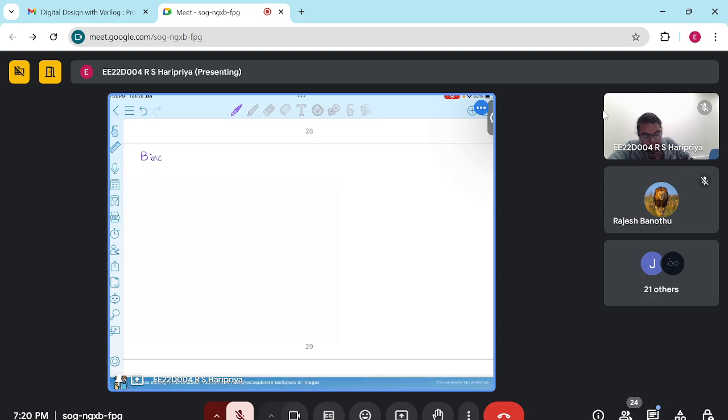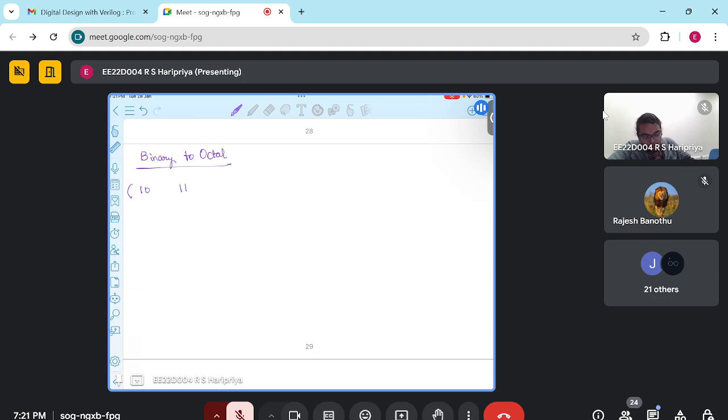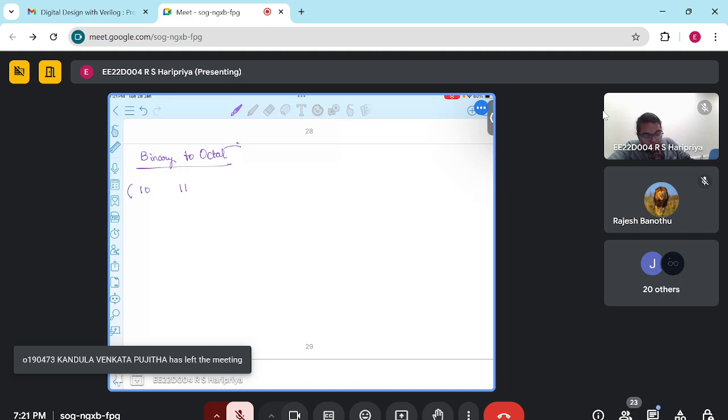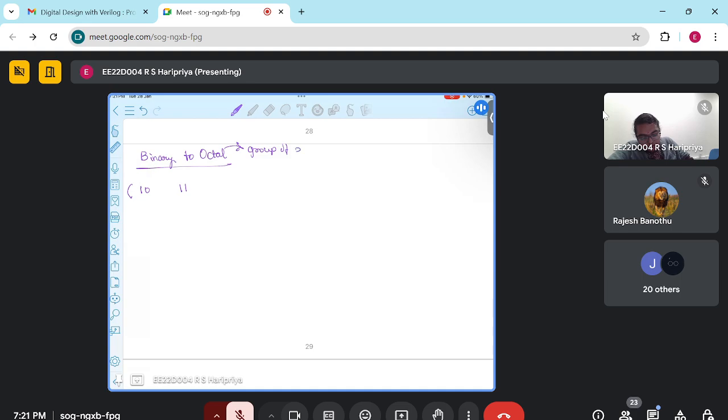Binary to octal. So if this is the binary equivalent, to convert to the octal system, we will be forming groups of 3. Why 3? Because we want to represent 0 to 7, and the digits required are 3 digits.